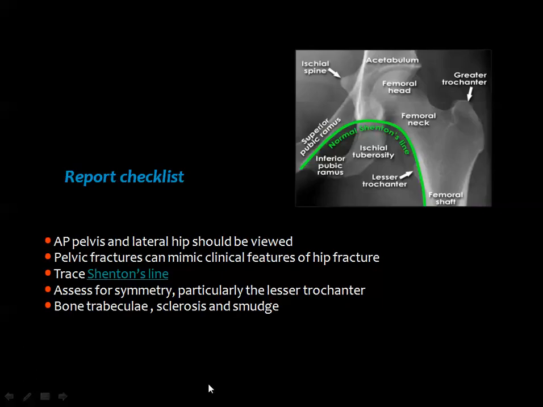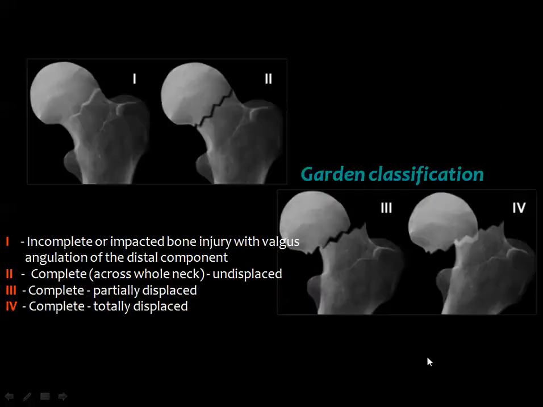And in the previous days, we used to use the Shenton line as an indicator for disruption in the region of the hip joint, especially in children with congenital hip dislocation and also in adults with a suspected femoral neck fracture. The integrity of the Shenton line, which passes through the inferior border of the superior pubic ramus reaching the neck of the femur and the proximal shaft, is an indicator that the hip is most likely in a good situation.